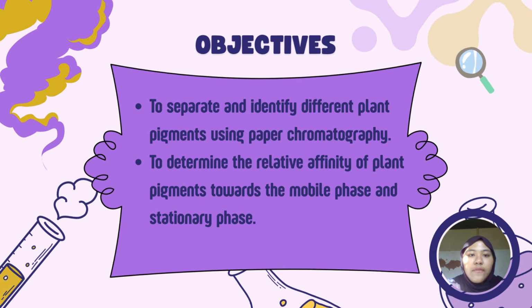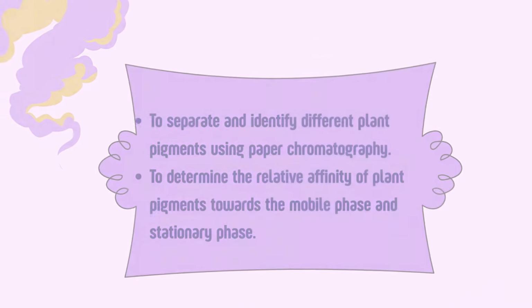Next, the objectives of this experiment are to separate and identify different plant pigments using paper chromatography and to determine the relative affinity of each pigment towards the mobile phase and the stationary phase.